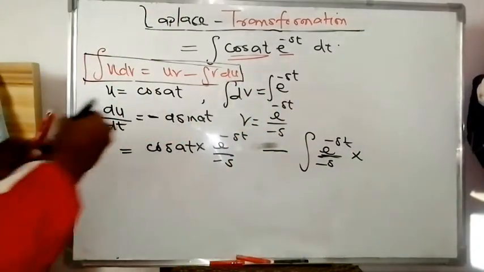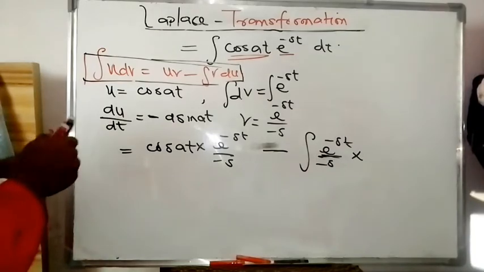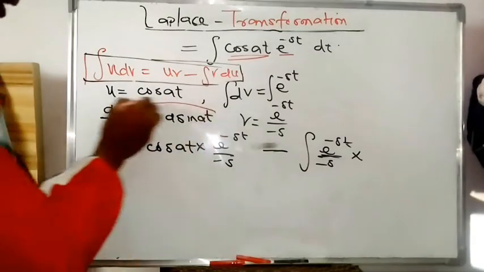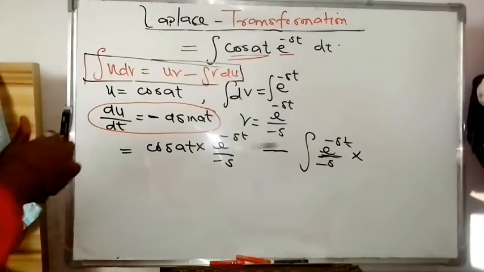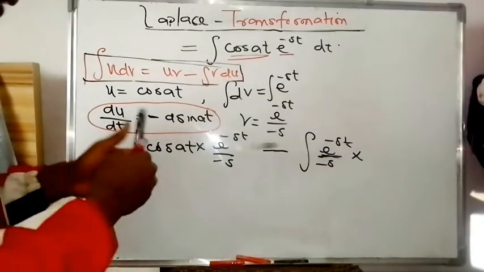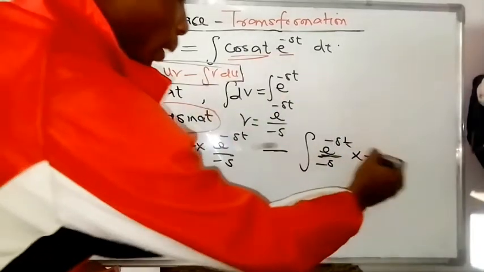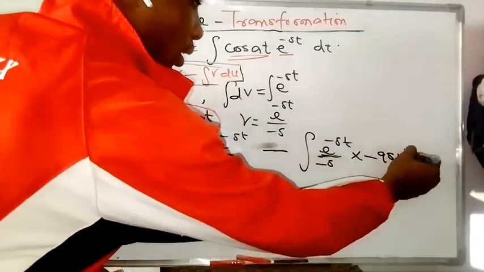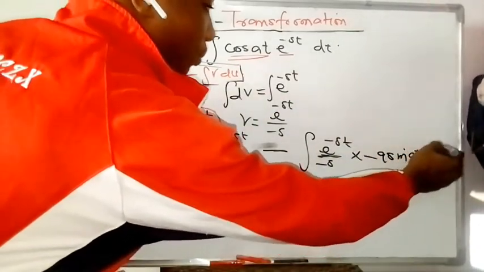Now, if I make du the subject of the formula here, remember this is du/dt, what will I be having? My du will now be equal to minus a sine at times dt. So this is what I will be having here: minus a sine at dt.